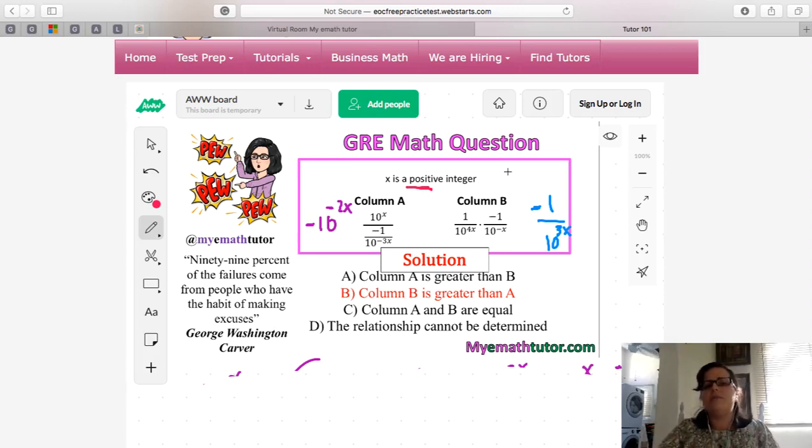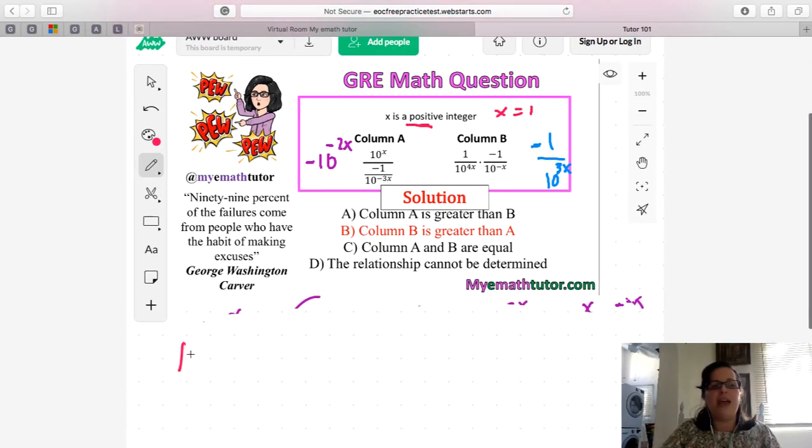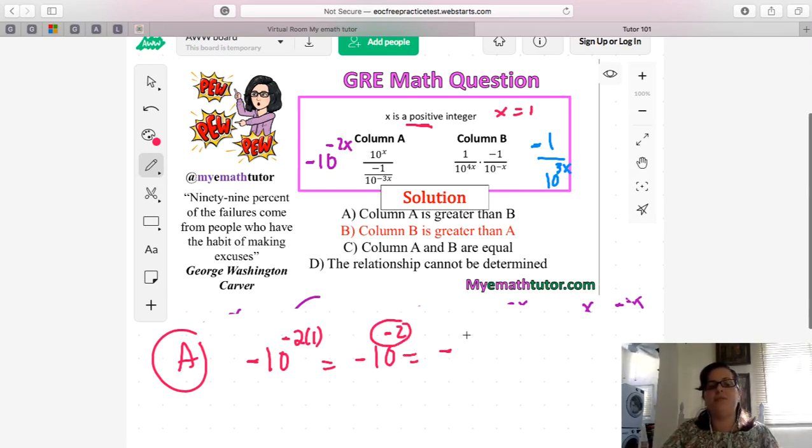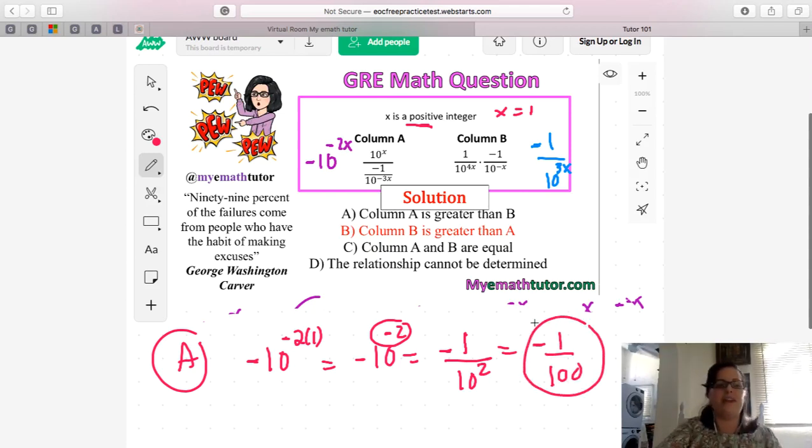So I'm going to pick the easiest one, which is just x equals 1. So let's evaluate both columns. Column A, I'm going to say this is negative 10 to the negative 2 times 1, or negative 10 to the negative 2. Remember, in order to change this exponent, this is going to be equal to minus 1 over 10 squared. Beautiful. This is just going to be the same as negative 1 over 100. Now I have this fraction. I'm going to keep it like that.